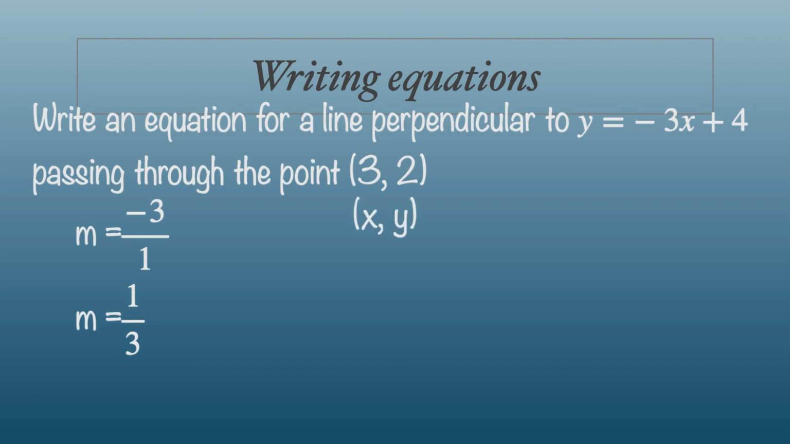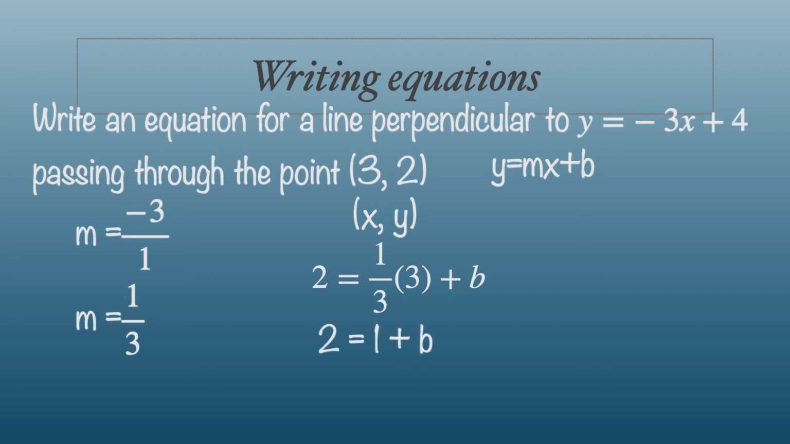I still have an x and a y. I still can use y equals mx plus b. What I don't know is where my new line goes through the y-axis. So I'm going to plug in 2 for y, 3 for x, and 1/3 for my slope, and solve for b. Again, these cancel out. And here is my new line, y equals 1/3 x plus 1.